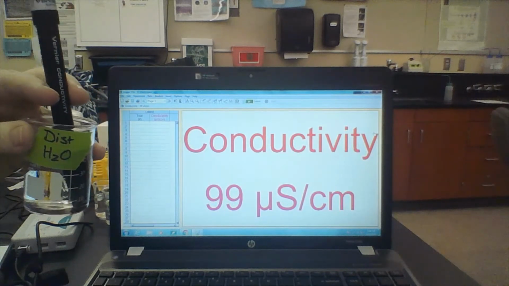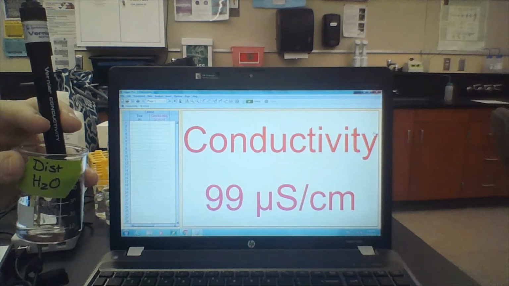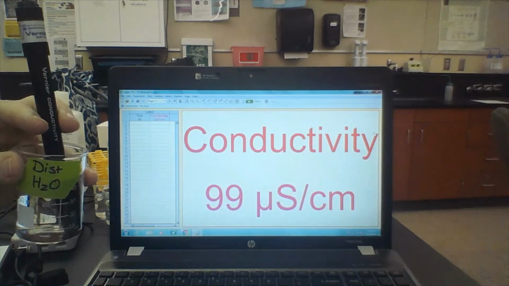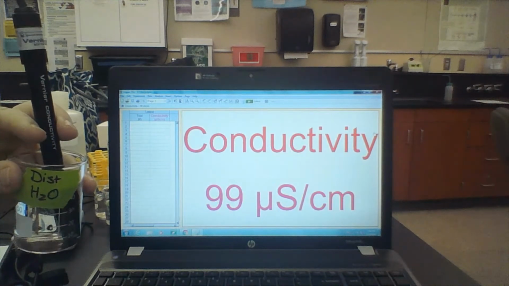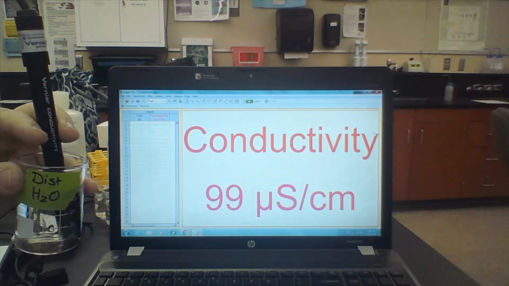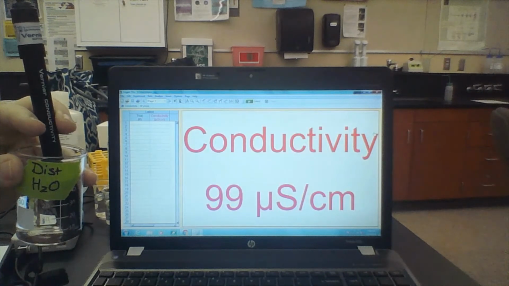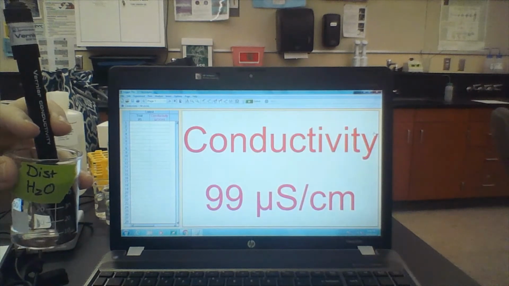Now, since we don't have any way to calibrate this probe, we're going to calibrate it with distilled water. And the way you're going to do that is you're going to take the reading for distilled water, 99, and subtract it from every other reading. So that distilled water actually reads 0, boric acid reads 0, and you're going to subtract 99 from all of the other conductivities, and that's going to be your adjusted conductivity column. And that's going to be the column you use to answer questions.